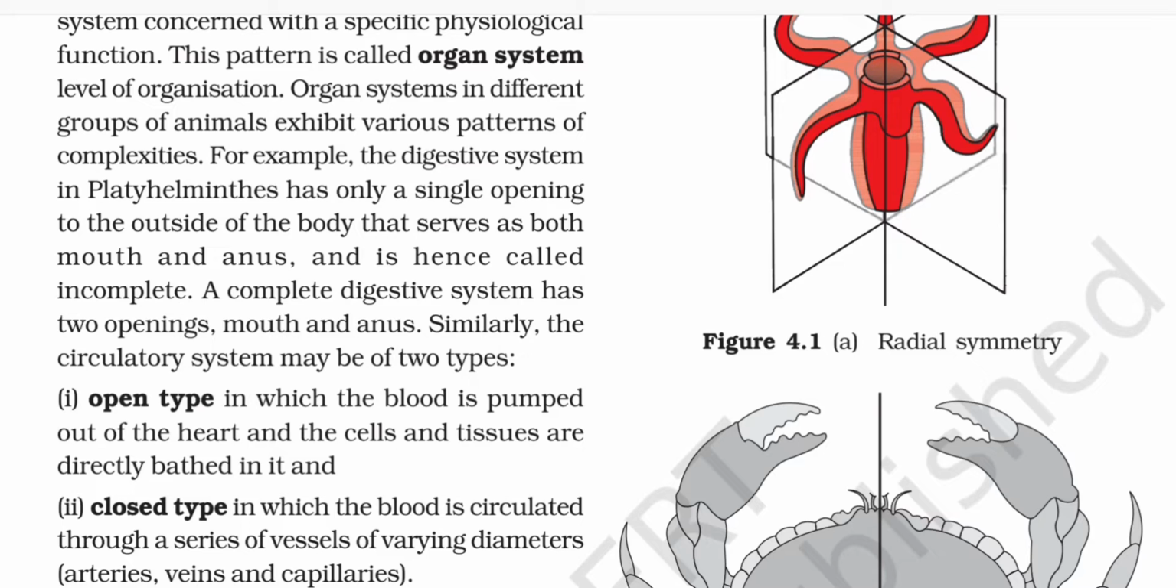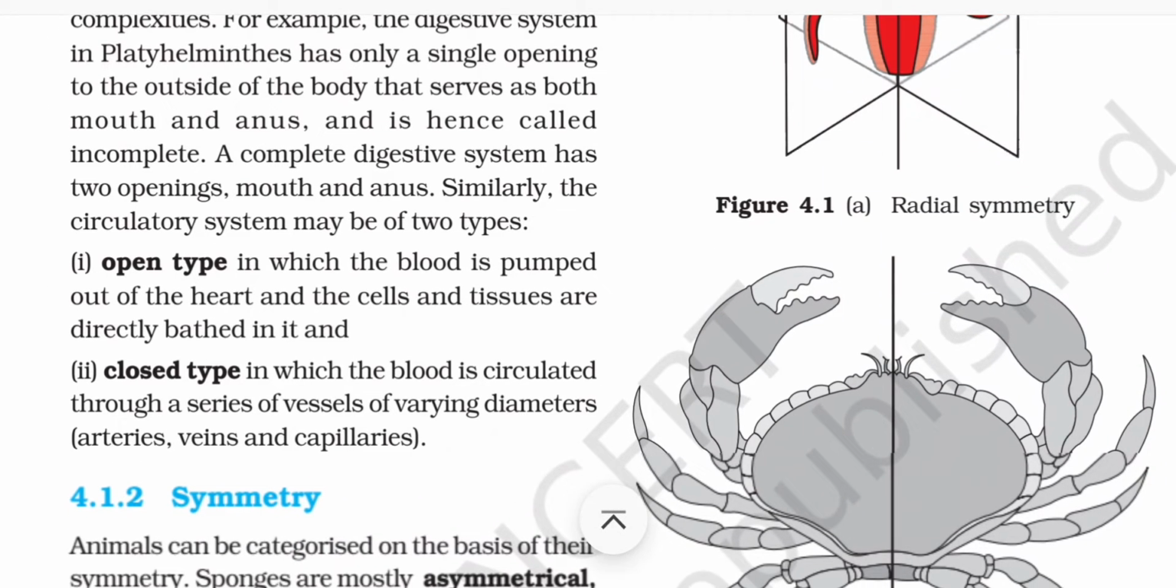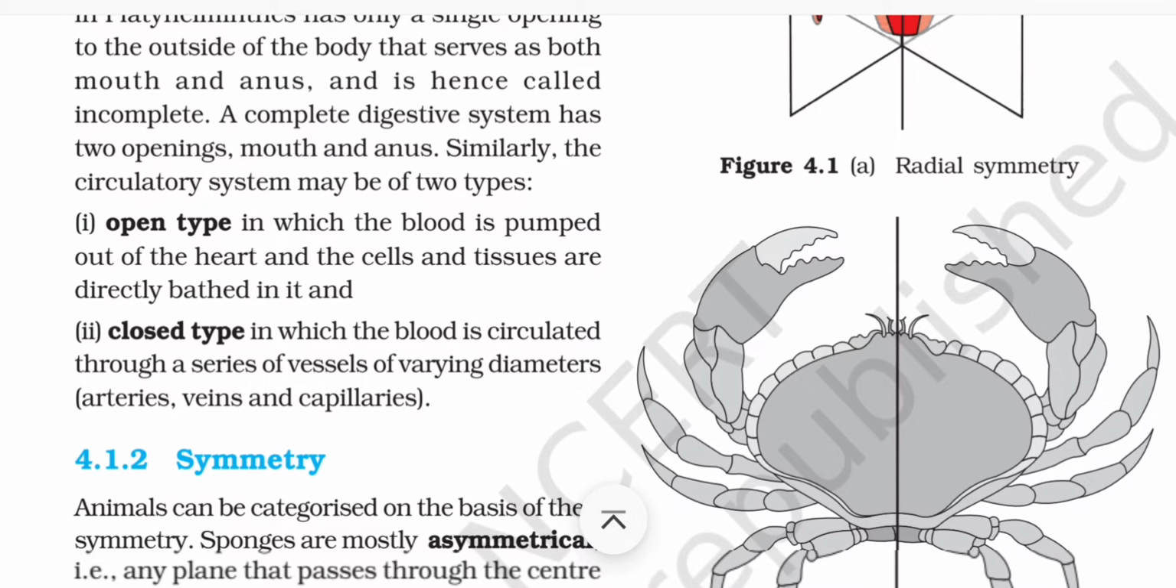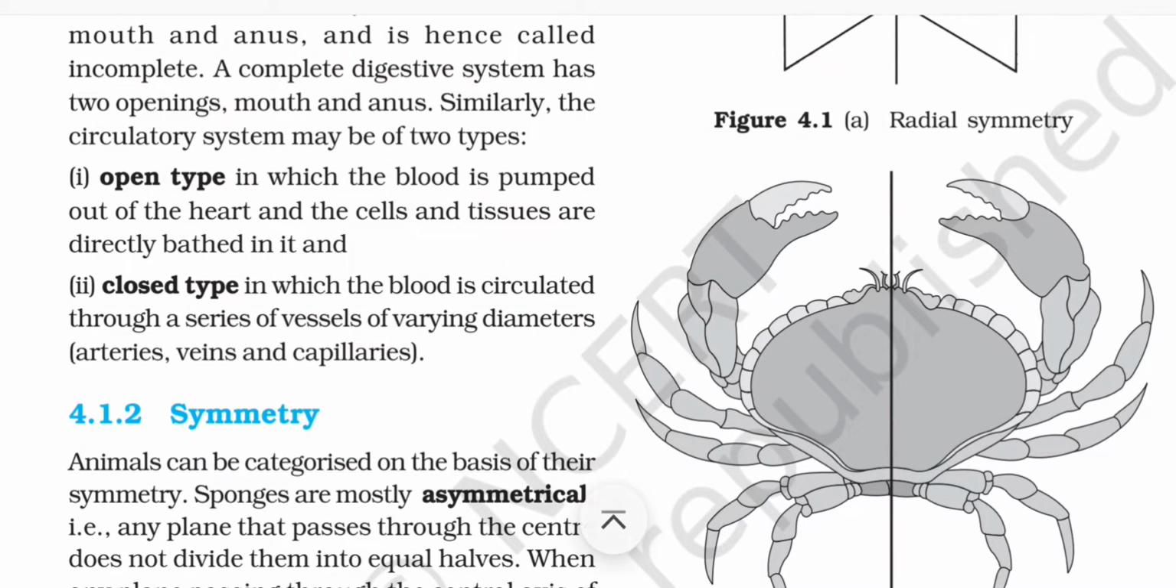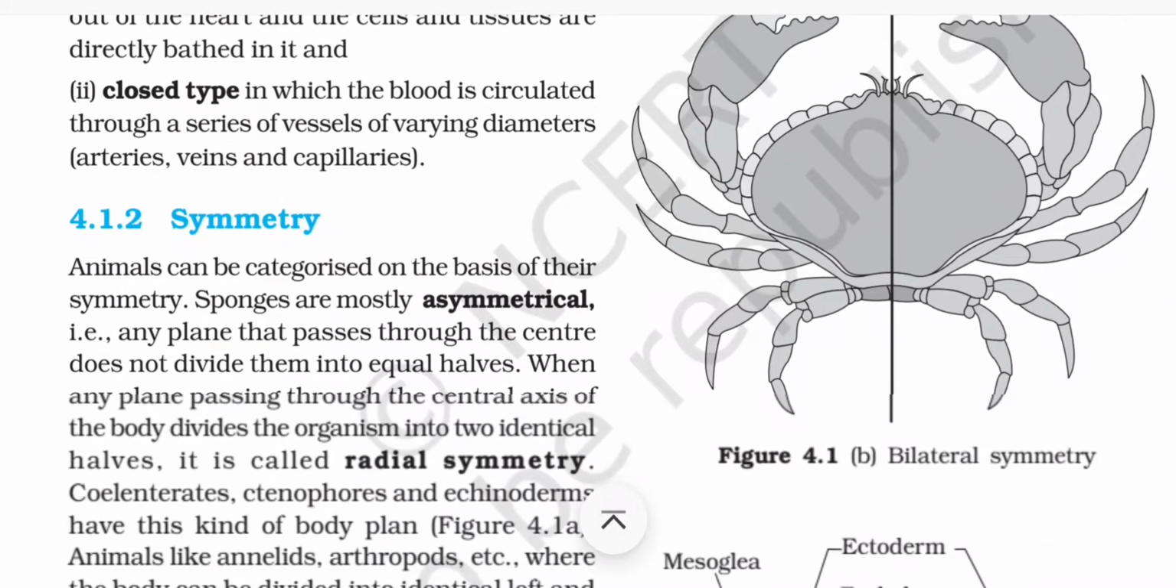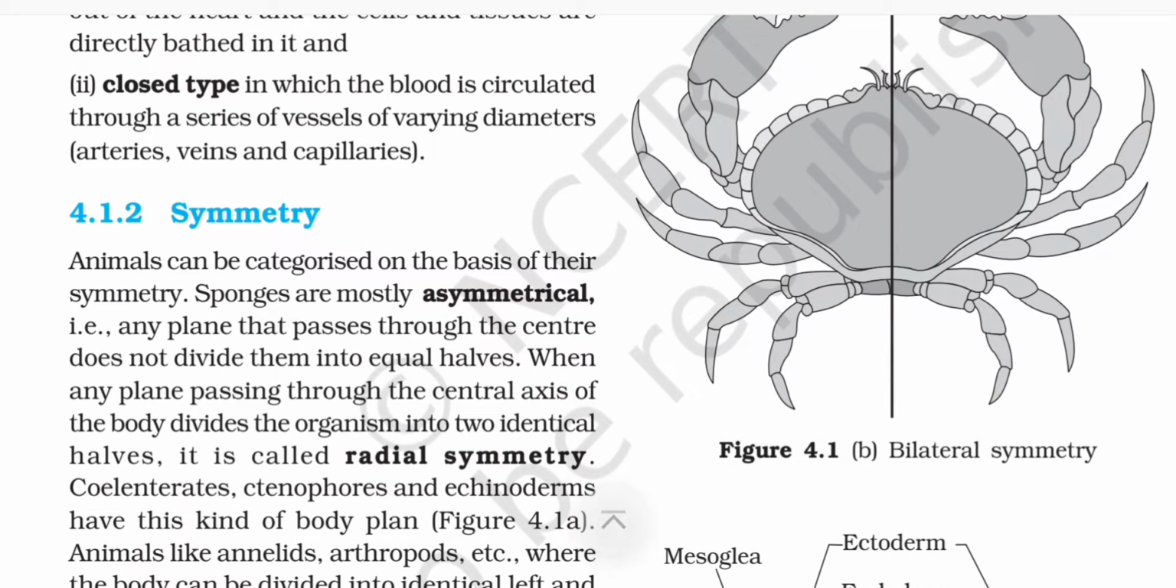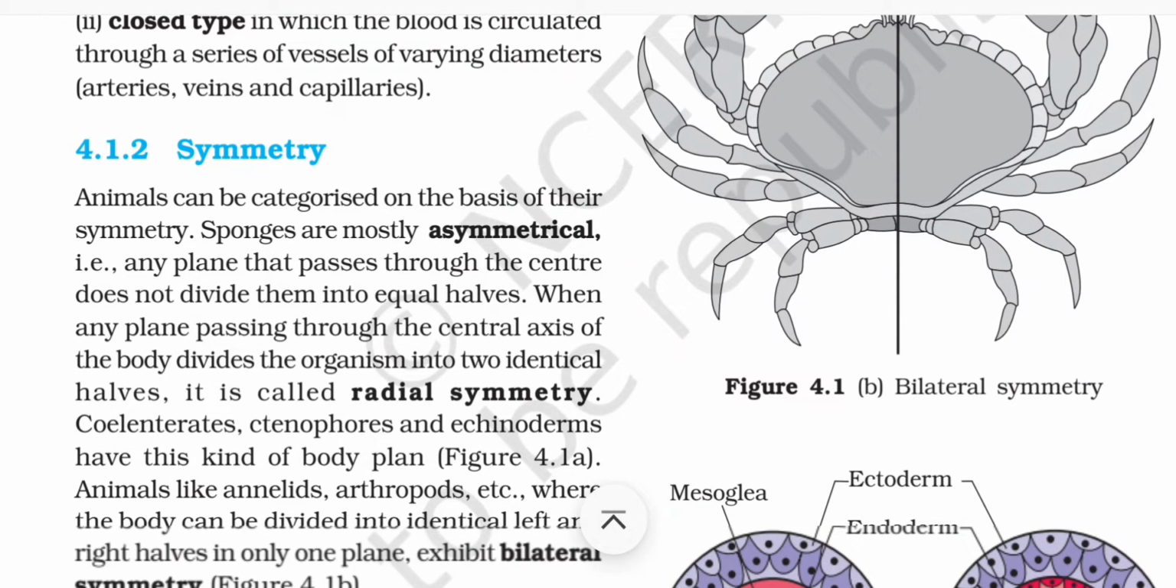For example, the digestive system in platyhelminths has only a single opening to the outside of the body that serves as both mouth and anus and is hence called incomplete. A complete digestive system has two openings, mouth and anus. Similarly, the circulatory system may be of two types: open type, in which the blood is pumped out of the heart and the cells in the tissues are directly bathed in it, and second, closed type, in which the blood is circulated through a series of vessels of varying diameters, arteries, veins, and capillaries.